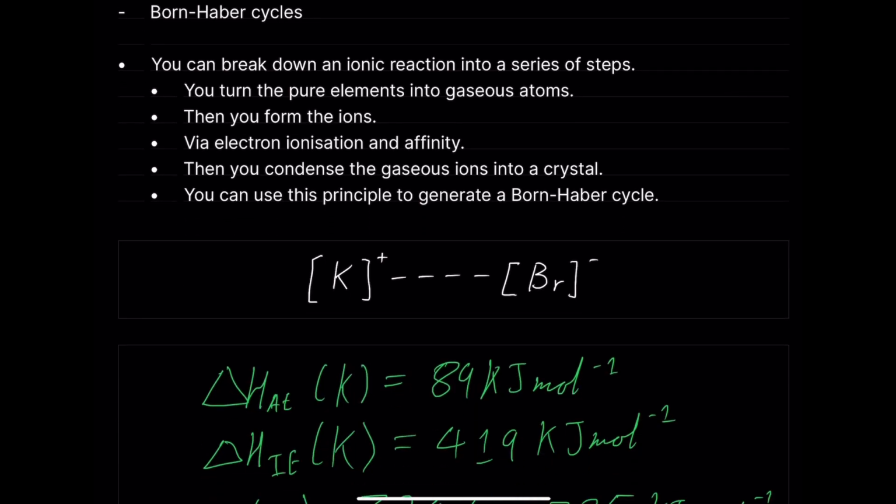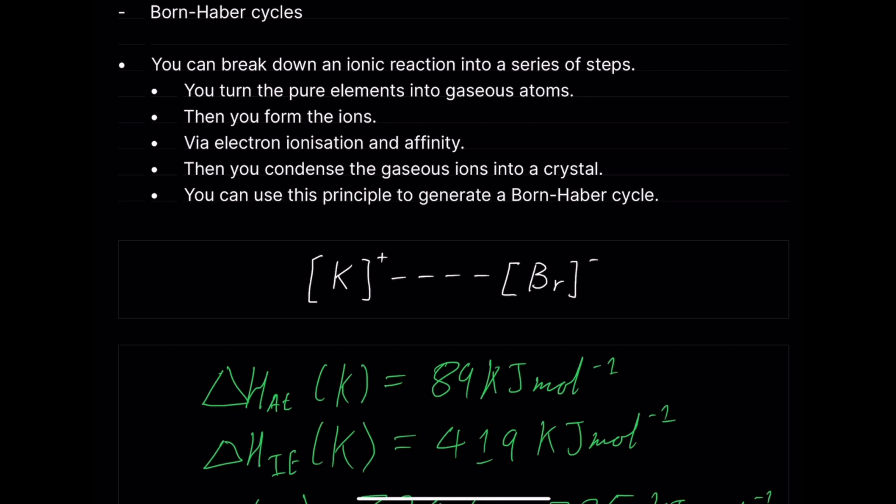Born-Haber cycle. So you can break down an ionic reaction into a series of steps. You turn the pure elements into gaseous atoms. Then you form the ions via electron ionization and affinity. Then you condense the gaseous ions into a crystal, and you can then use this principle to generate a Born-Haber cycle. So this is literally the steps. Over time, you don't have to learn this; you'll just realize that this is how the steps of most of these reactions happen.